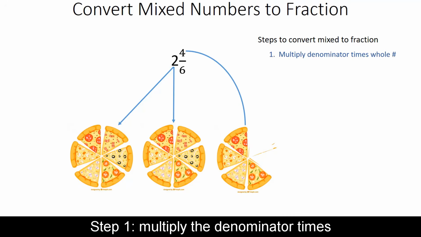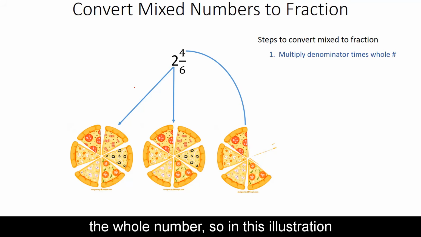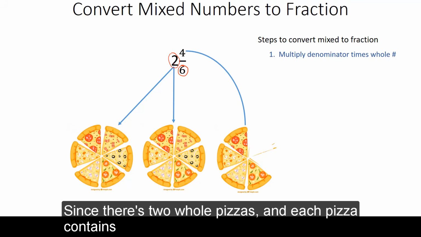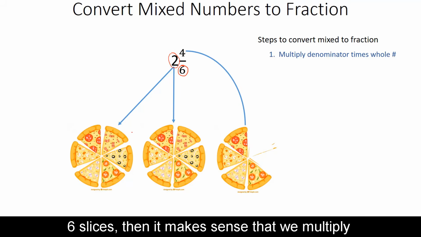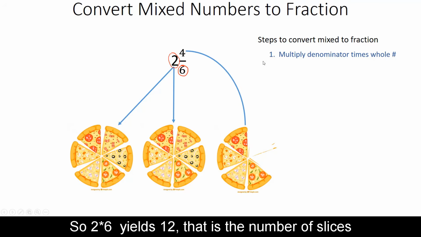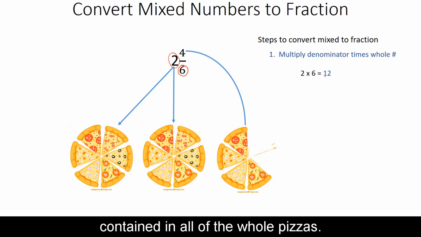Step 1, multiply the denominator times the whole number. So in this illustration, the whole number is the 2, the denominator is the 6, and why do we do this? Well, since there's 2 whole pizzas and each pizza contains 6 slices, then it makes sense that we multiply the number of wholes times the number of slices. So 2 times 6 would yield 12. That would be the number of slices contained in all the whole pieces.